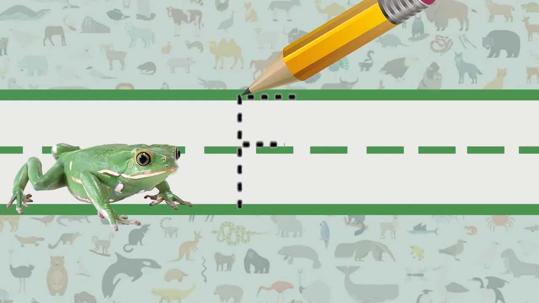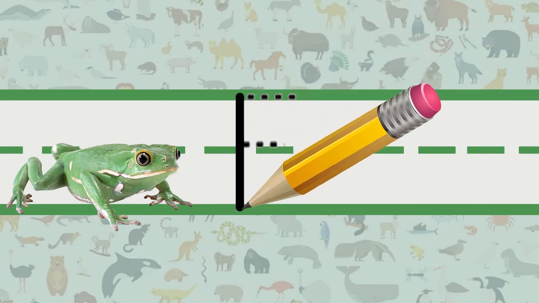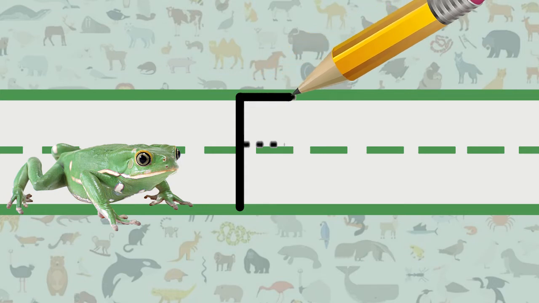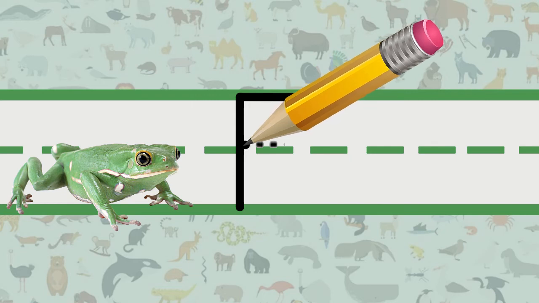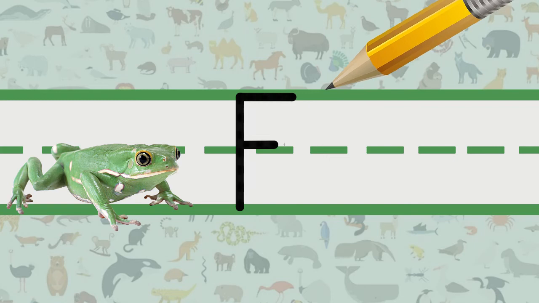Start at the top and draw a straight line down to the bottom. Then go back to the top and draw a straight line to the side. Then go to the middle and draw another straight line to the side. Good job! Let's write lowercase f or small f.